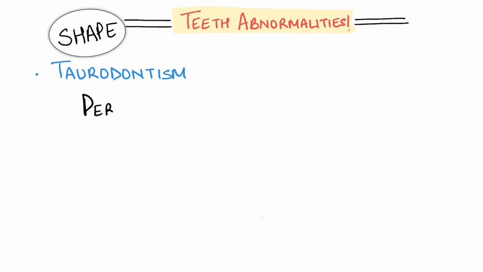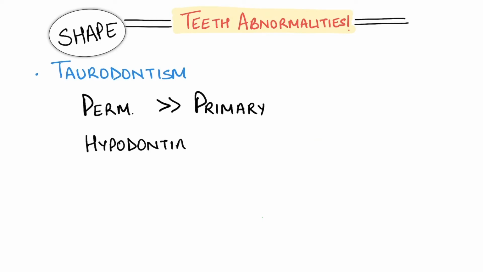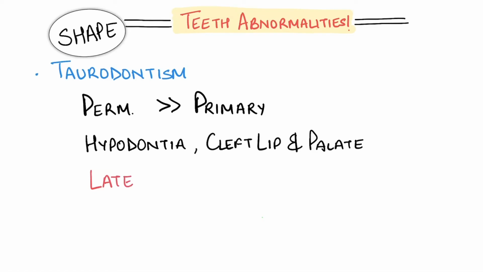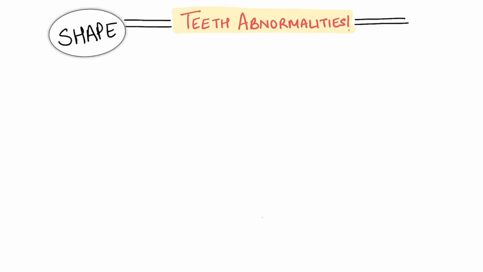It affects the permanent teeth more frequently than the deciduous. And there is an increased frequency of taurodontism with patients with hypodontia, cleft palate and lip. This unusual root shape probably results from late invagination of Hertwig's root sheath. Generally, these teeth are asymptomatic and no treatment is required for taurodontism, but it can be complicated during root canal treatment procedure if it is needed.